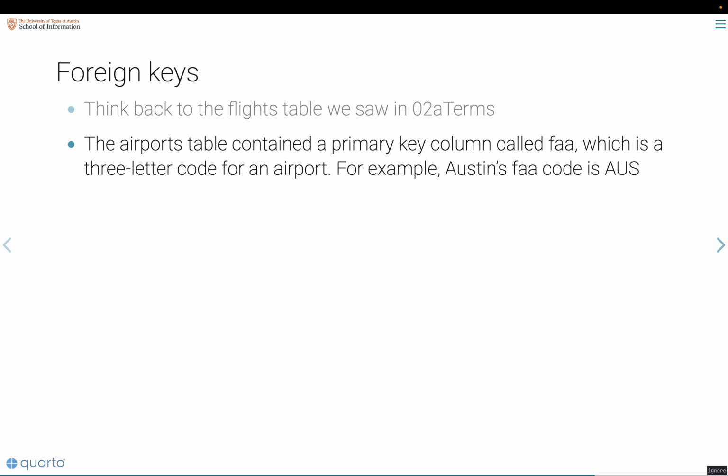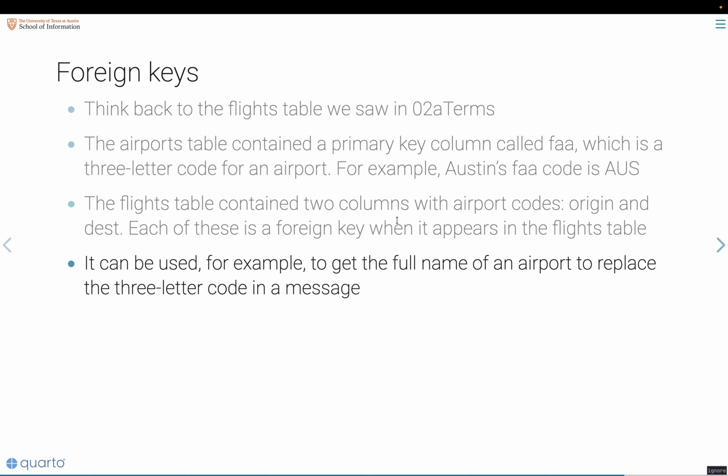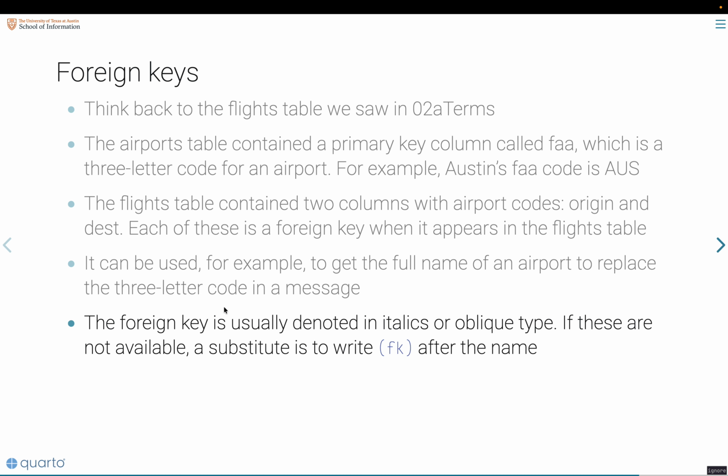Think back to the flights table. So we had a primary key in the airports table called FAA, which is a three-letter code for an airport. For example, Austin's FAA code is AUS. And the flights table contained two columns with airport codes, origin and destination. Each of these is a foreign key when it appears in the flights table. It can be used, for example, to get the full name of an airport to replace the three-letter code in a message. The foreign key is usually denoted in italics or oblique type, and if these are not available, a substitute is to write FK after the name.